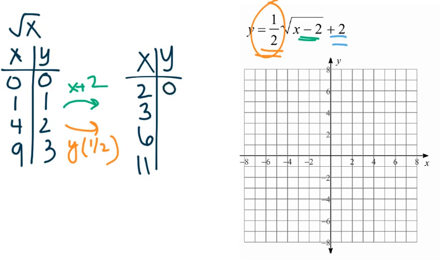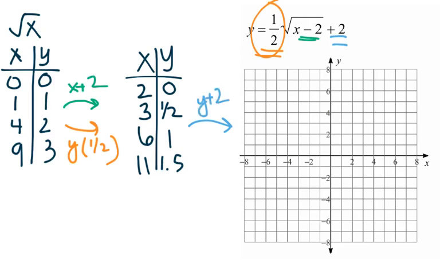0 times 1/2 is 0. 1 times 1/2 is 1/2. 2 times 1/2 is 1. And 3 times 1/2 is 1.5. Okay, and then last but not least, I don't have a second thing happening to the x's, so I don't have to do a second thing to the x's, but I'm going to add 2 to my y's.